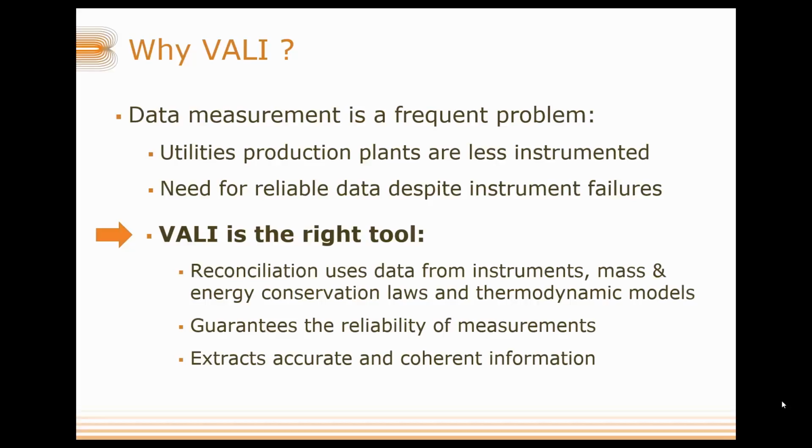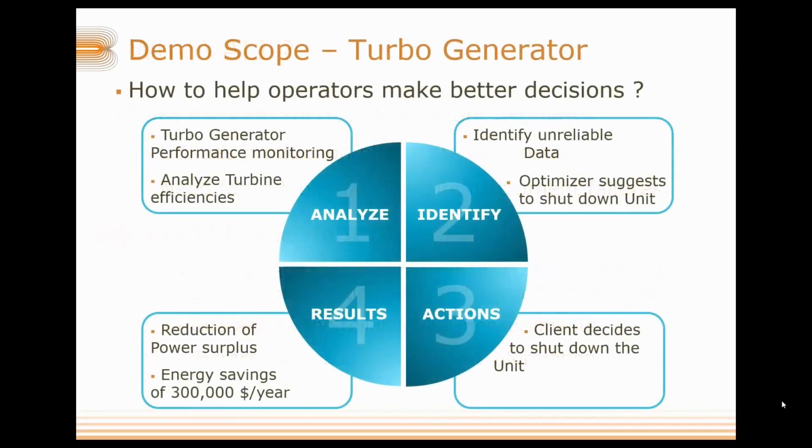This makes sure that the measurements are reliable, robust and accurate and provide a coherent snapshot of the current operating conditions. The scope of the demonstration that I'm going to show you in the next couple of minutes is a turbo generator which has been identified as running in a non-optimal condition, which eventually led to economic savings.